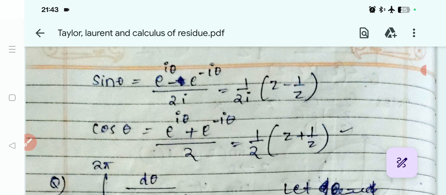Similarly, cos theta equals (e to the power i theta plus e to the power minus i theta) by 2, that is half whole into (z plus 1 by z). So remember these two formulas.